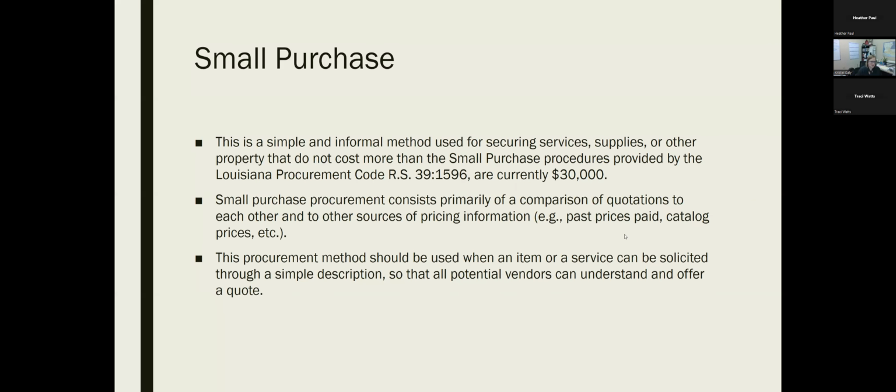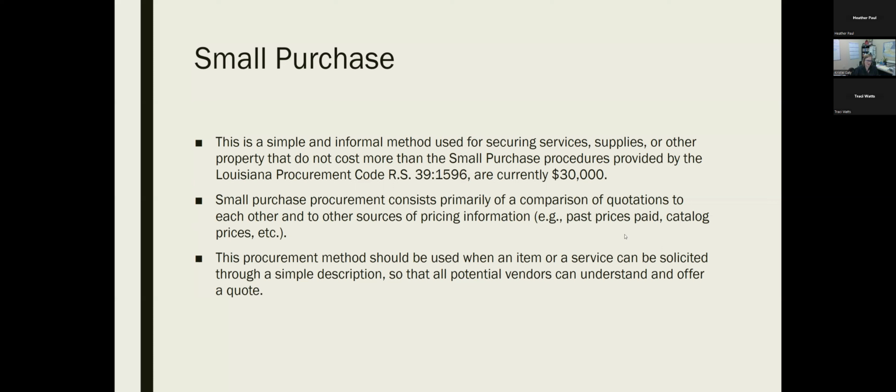So a small purchase is a simple and informal method to secure services or supplies or other property that do not cost more than $30,000. For these small purchases, you do need quotes. Typically, we like to say a minimum of 3 quotes, and you award it to the lowest one.